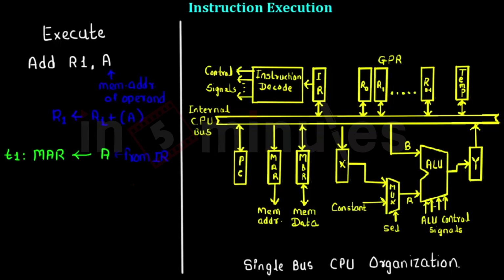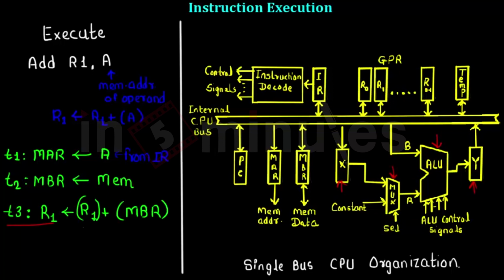First of all, we have to load the address field from the IR to the memory address register and fetch the data from the external memory. In the second T state, we will have that data stored in the memory buffer register, so the first operand is stored in the MBR. Now in the third and final T state of this execute cycle, we are going to perform the ALU operation on it. So we are going to add the contents of R1 to the MBR using the ALU and store the result back in R1.